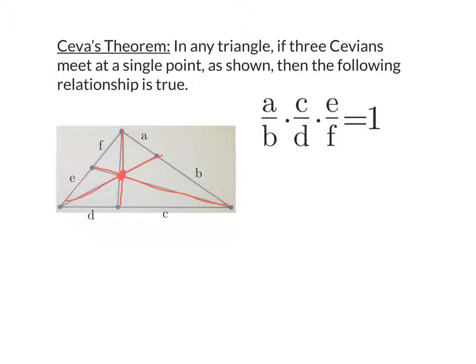I like labeling the triangle in this way: because we have three Cevians, it's going to divide each side of the triangle into two parts. I just start on one of these divided segments and work my way around the triangle going A, B, C, D, E, F. Then the relationship of A to B times C to D times E to F will always equal 1.